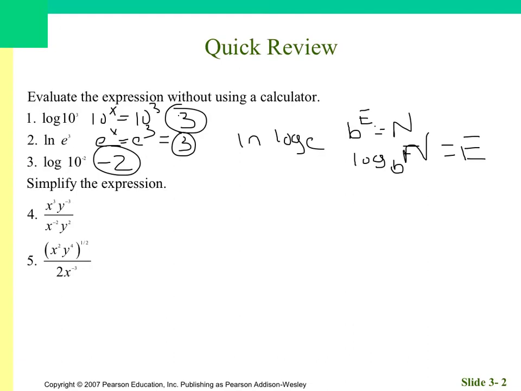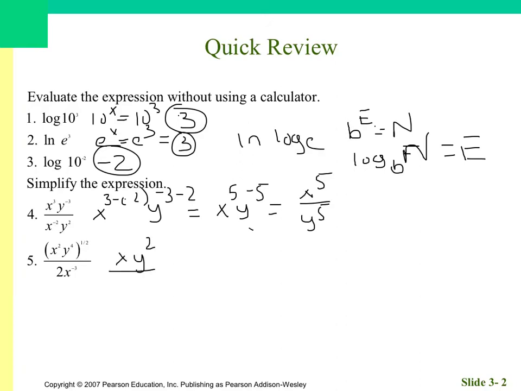Simplify. Okay, well, when you divide it means you got to subtract. So 3 minus -2, -3 minus 2. You get x to the 5th, y to the -5th. Well, to make that positive, you get x to the 5th divided by y to the 5th. You got to move it down. Power to a power you multiply, so x, y squared over 2x to the -3rd. So you would be x to the 4th, y squared over 2.